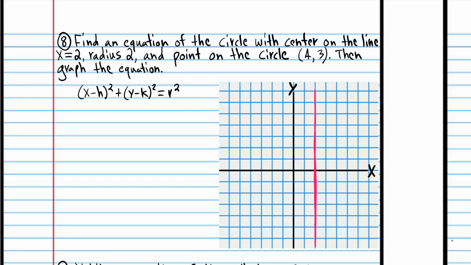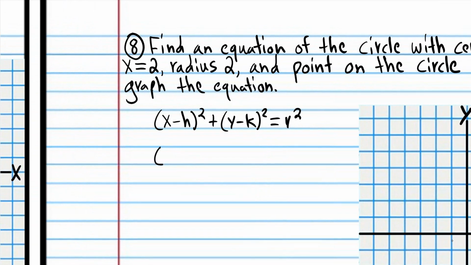Now, if the center of the circle is on that, then your circle could look like that, or it could look like this. But what it tells us is the x value, or the x coordinate of the center of the circle. So that tells us the h value is 2. Okay, now think about that. If you're not sure what we're talking about, think about that for a little bit. It tells us the h value, so h is 2.